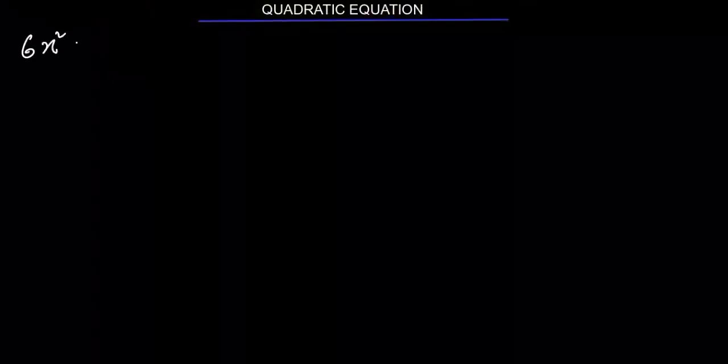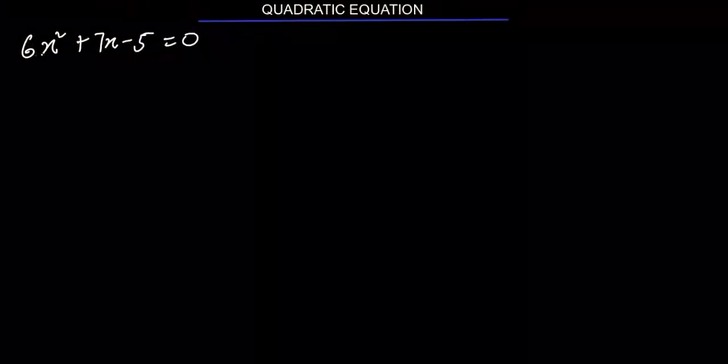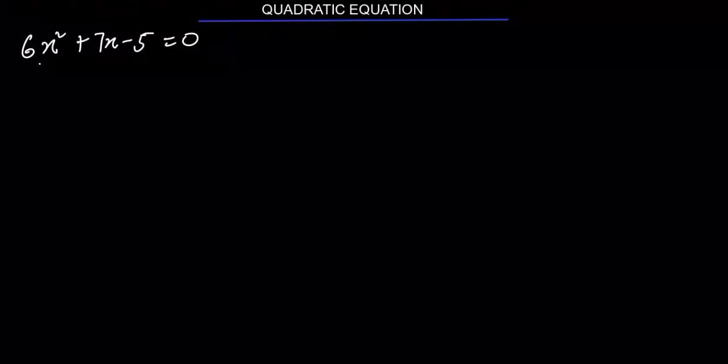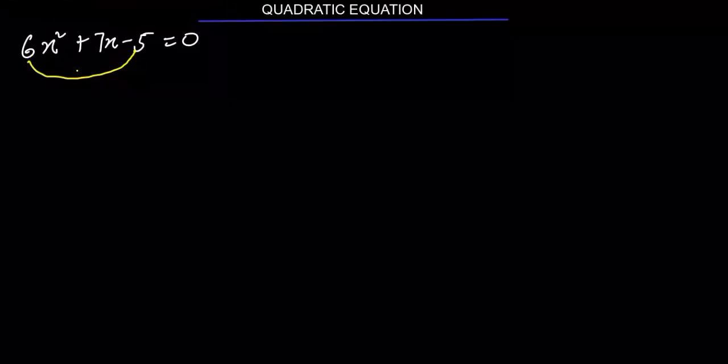Okay, let's look at another question. If I have a question like 6x squared plus 7x minus 5 equal to 0, this is now having a coefficient. Firstly, I will solve using the long method first. So firstly, use this to multiply this. When this multiplies this, you have what? 6 times minus 5, that's minus 30.